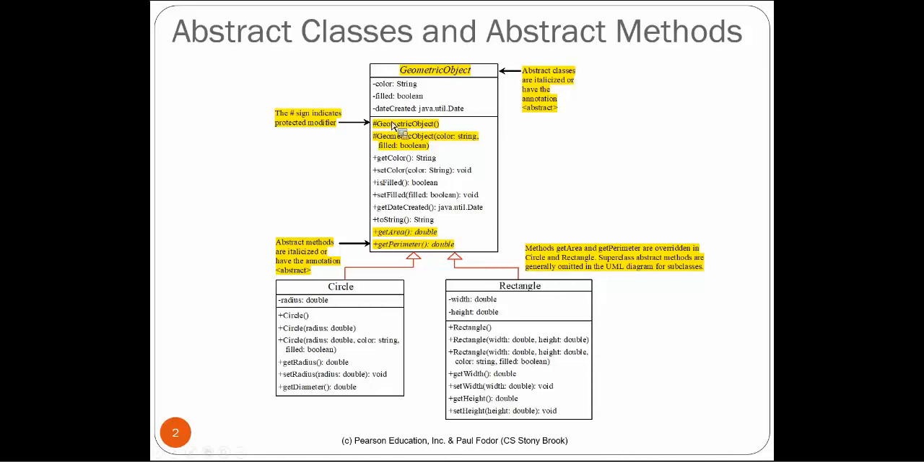In fact, when we wrote the UML diagram for this class, we don't even specify the fact that these are implemented in the subclasses because it's understood that these must be implemented in all the subclasses. They are basically constraints. They must be implemented by the subclasses, and each one of the subclasses will have an implementation of those methods, getArea and getPerimeter.